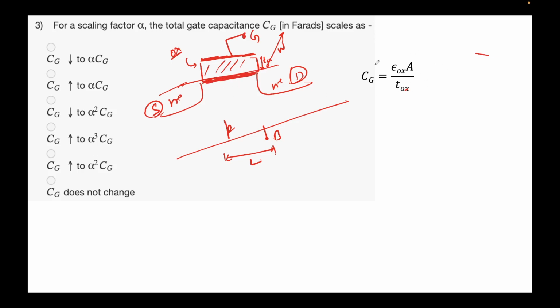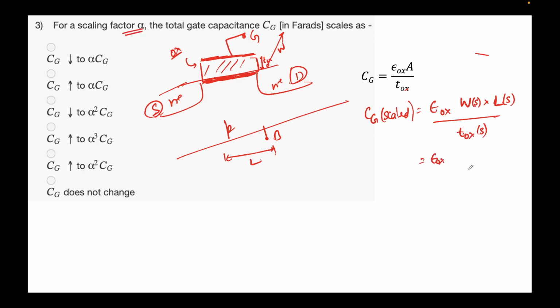Let's just evaluate what happens when we scale it. So let's write Cg scaled. Epsilon will not change. Oxide epsilon, permittivity, is a property of the material itself. It will not change. Area is given by, I'll write, W scaled into length scaled, divided by Tox scaled. And we know that everything is being scaled by alpha.